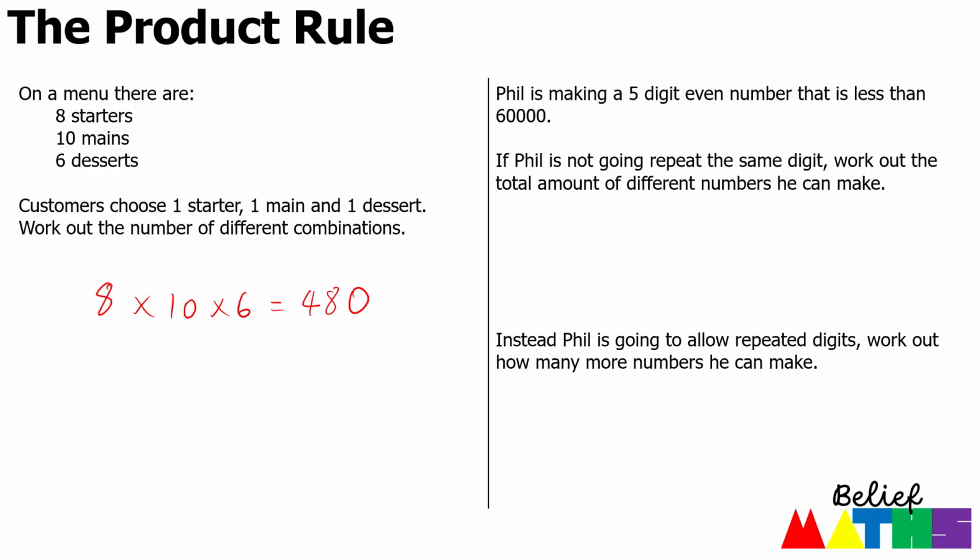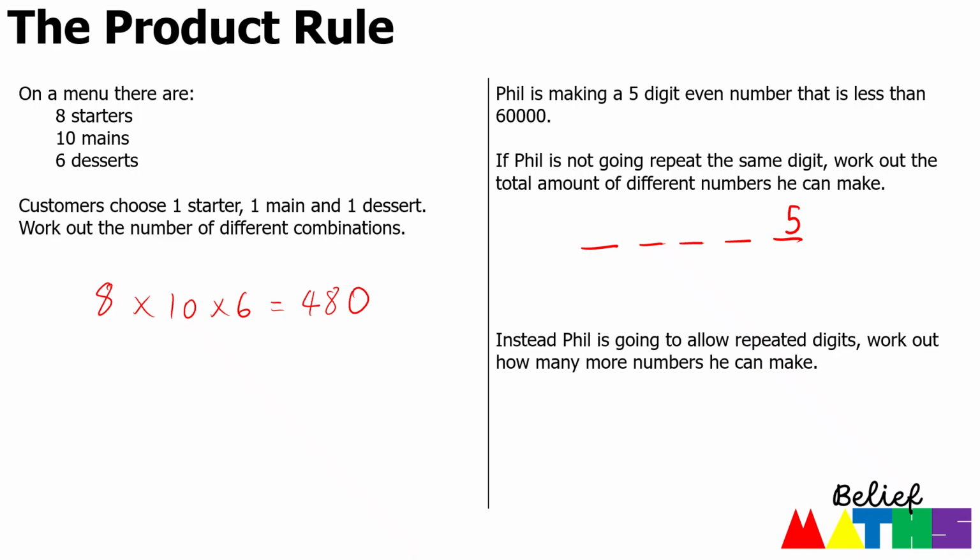Nice and easy. The other one you could have is where you're asked to make a code. So we're making 5-digit numbers, and they're even. It's an even number, that means the last digit has to be a 0, 2, 4, 6, or 8. So we've got 5 choices. Again, these are the number of choices we have. So we've got 5 choices to that last number.